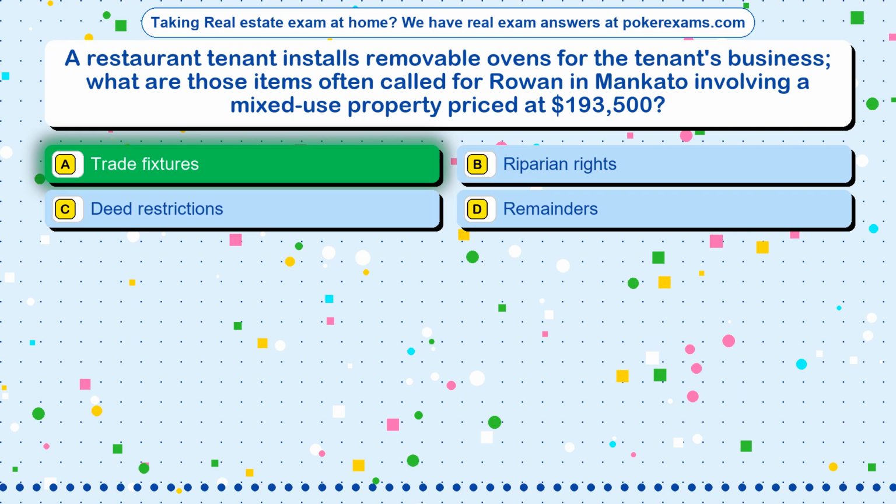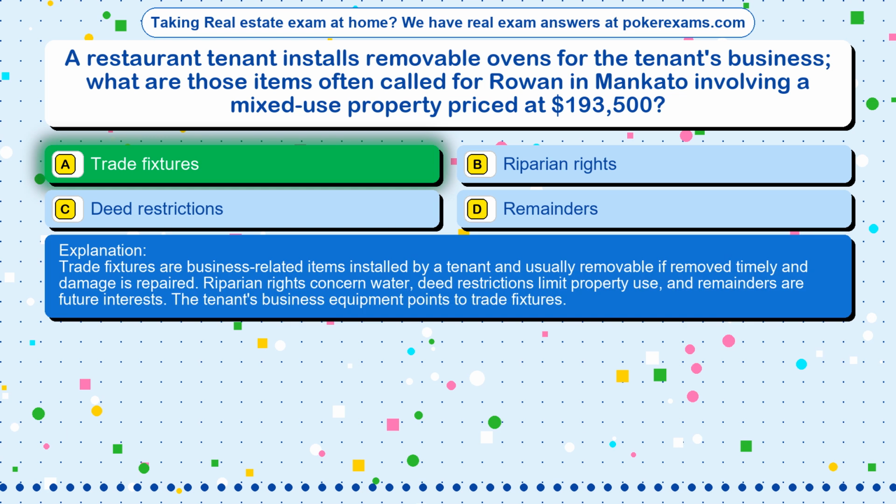The correct answer is option A. Trade fixtures. Trade fixtures are business-related items installed by a tenant and usually removable if removed timely and damage is repaired. Riparian rights concern water, deed restrictions limit property use, and remainders are future interests. The tenant's business equipment points to trade fixtures.